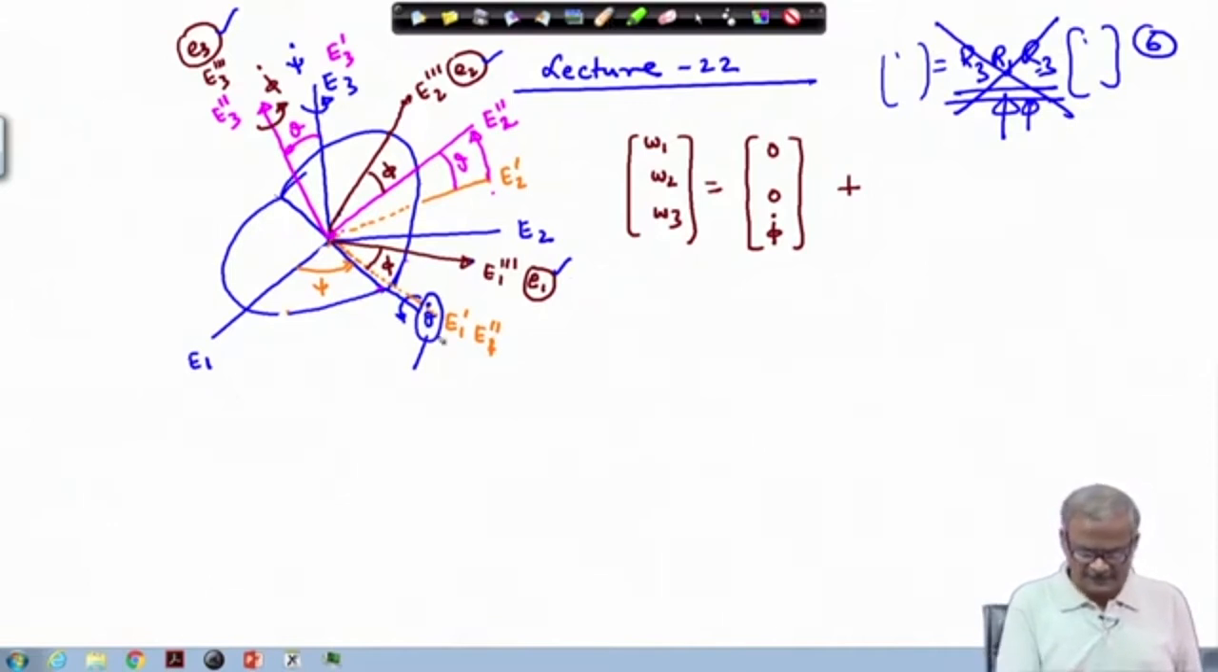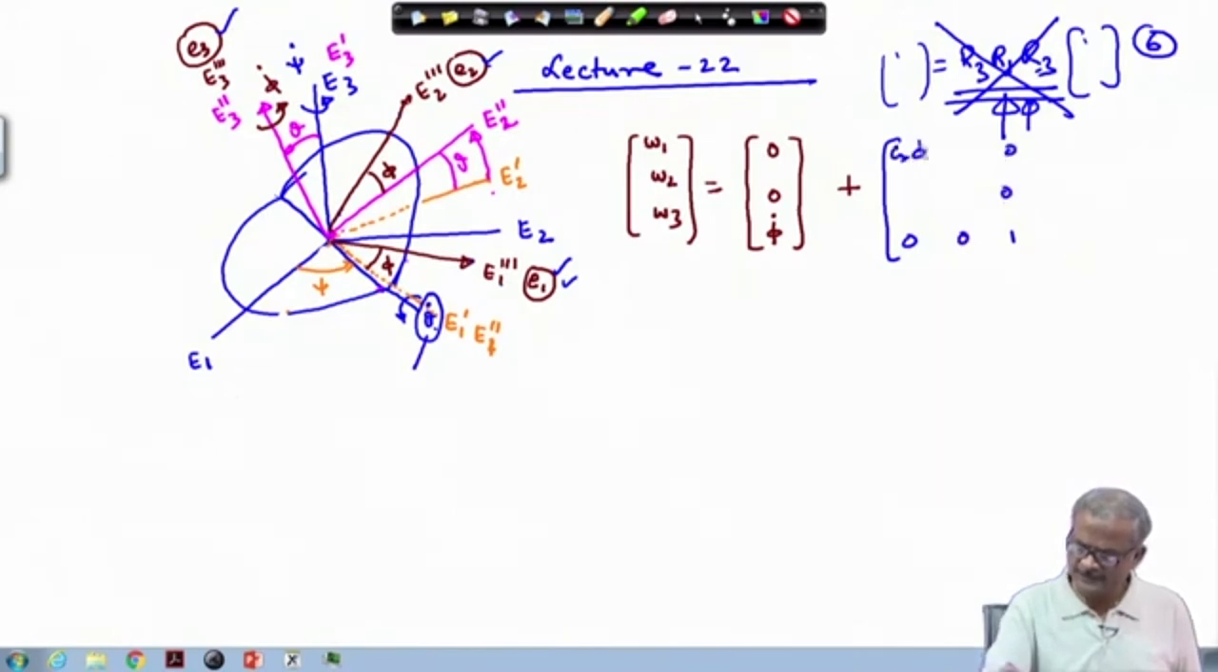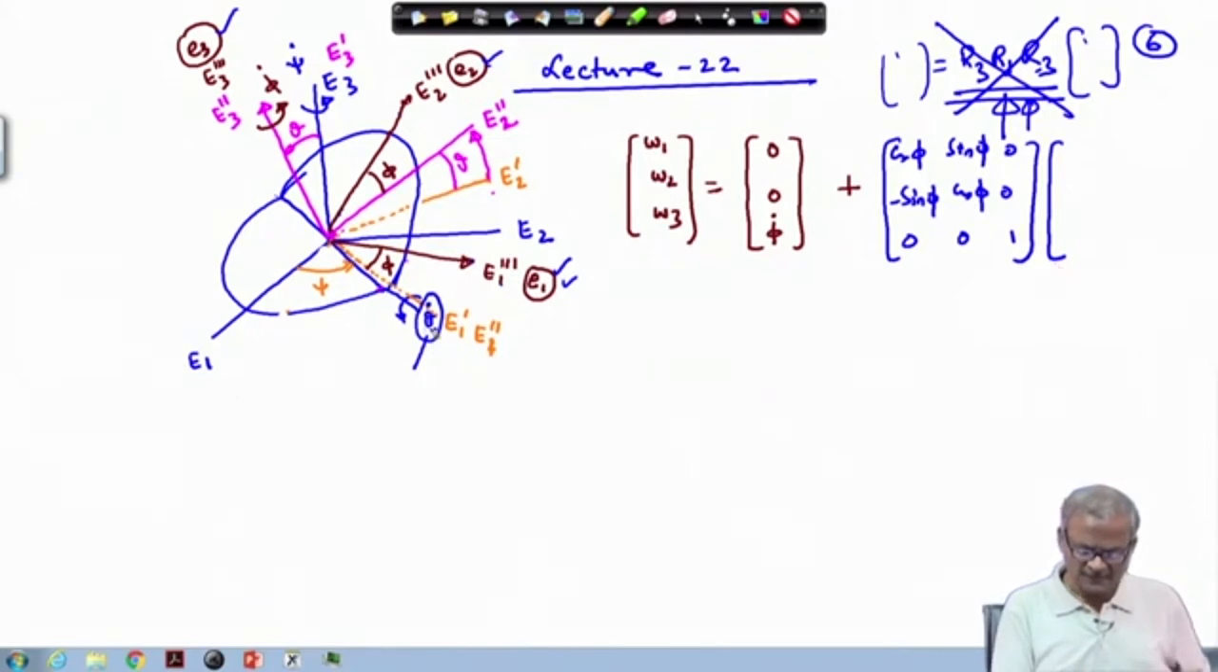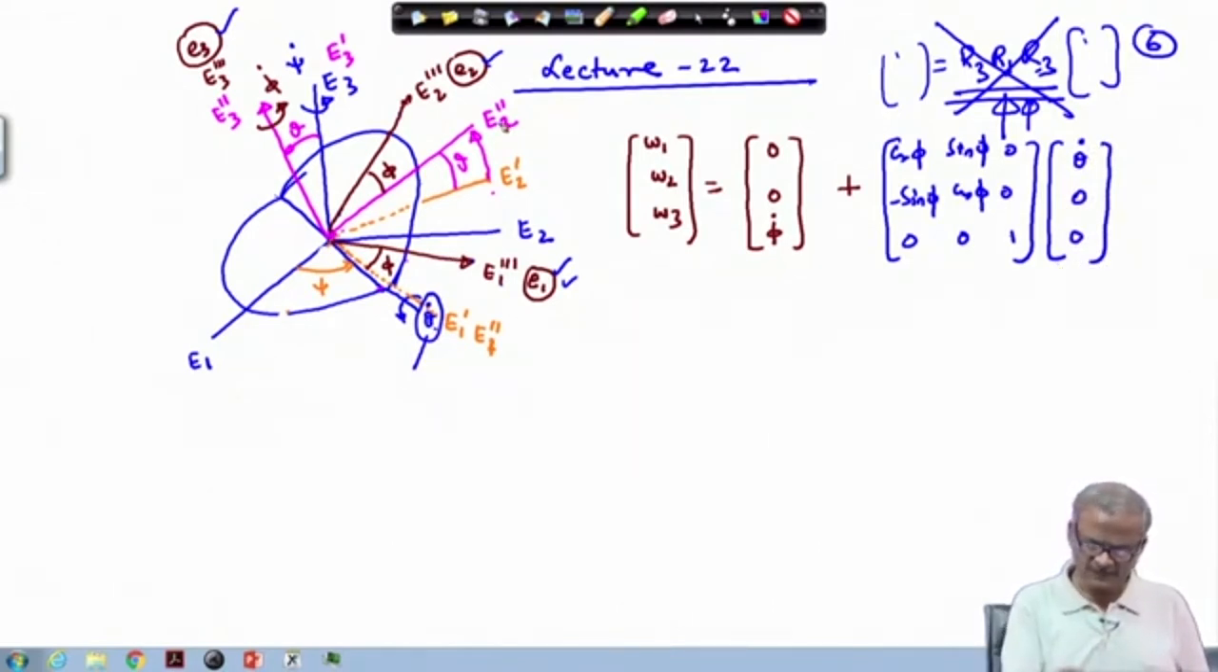The next rotation, this theta dot can be converted to E 1, E 2 and E 3 by just one rotation. Here we take this axis as E 1 double prime, E 2 double prime and E 3 double prime. From there I have to go to E 1 triple prime, E 2 triple prime and E 3 triple prime. That can be done just by one rotation about the z axis by phi. So this will be cos phi, sin phi, minus sin phi, cos phi, and this is operating on theta dot. Theta dot is along the x axis here, so we put theta dot, and the rest are 0. Along the E 2, E 3 double prime direction, this is already phi dot, which we have taken care of, so there is nothing to do with that.